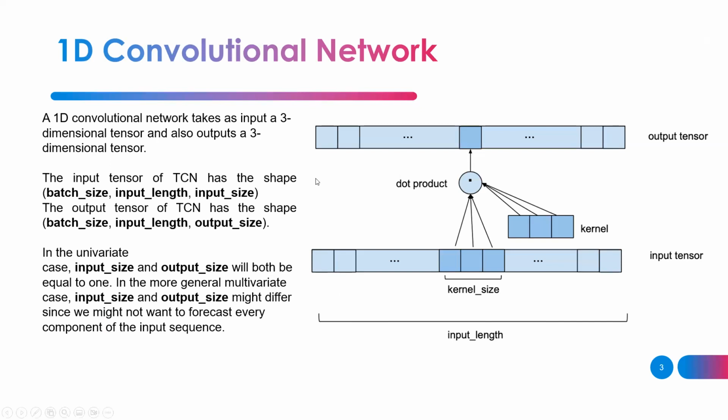On the other hand, you also have an output tensor, and this also has a shape of batch size, input length, which again has to be the same input length, and an output size. Now, in the univariate case, where you only have 1 channel or 1 dimension, the input size and the output size will be equivalent. Both of them are equal to 1. But in the general multivariate case, where you have more than 1 input channel, the output size might be different from the input size, depending on whether you want to forecast just 1 variable or do classification. It depends on the problem that you are currently looking at.